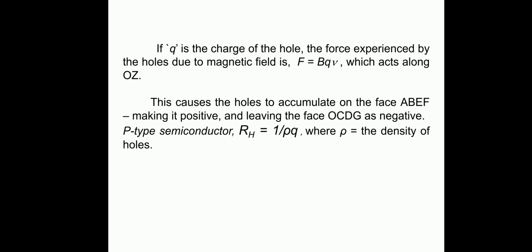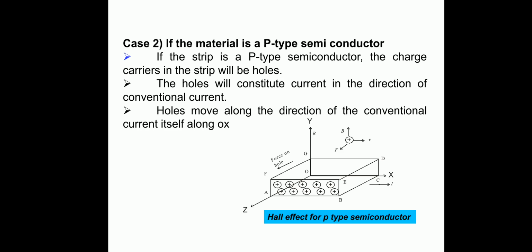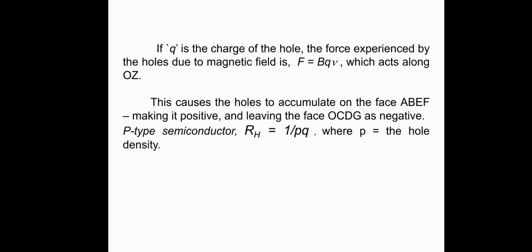Due to this force, the holes will accumulate on the face ABEF and create a positive charge. The holes will leave the OCDG face, so there will be a negative charge there. So one side is positive and the other side is negative, which creates a potential difference, and due to this potential difference an electric field is created. So for a P-type semiconductor we can represent the Hall coefficient RH as equal to 1 by PQ, where P is the Hall carrier density.